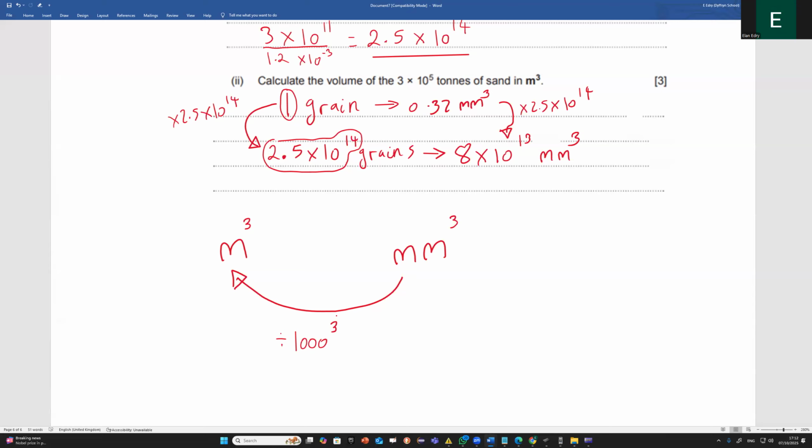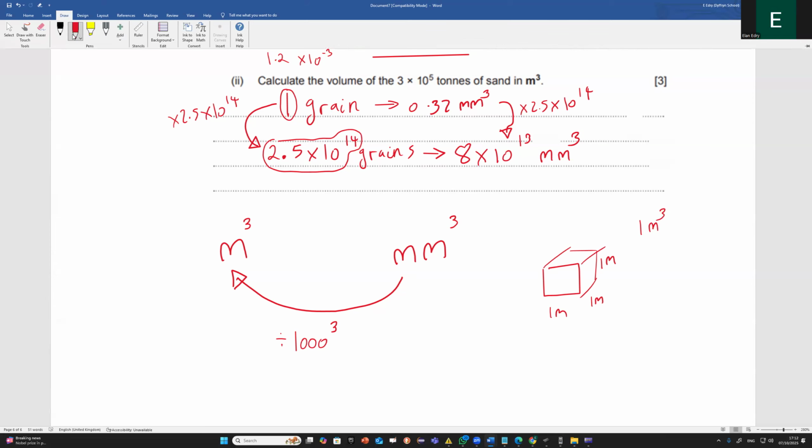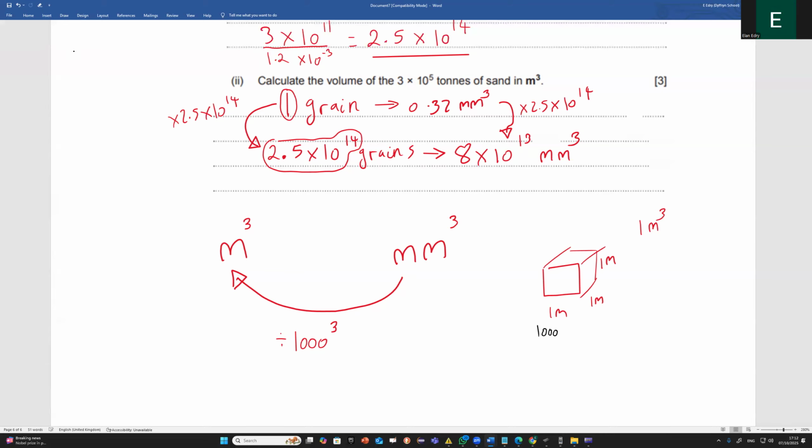Because if you have a box which is 1 meter by 1 meter by 1 meter, the volume would obviously be 1 meter cubed. But if you wanted the volume in millimeters cubed, 1 meter is 1,000 millimeters. So you've got 1,000 millimeters for each of the lengths, and then you times them together. You would have 1,000 cubed millimeters cubed, and they are the same.